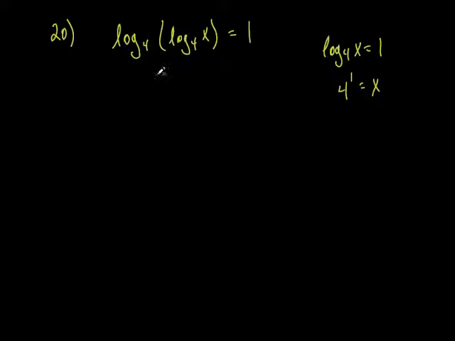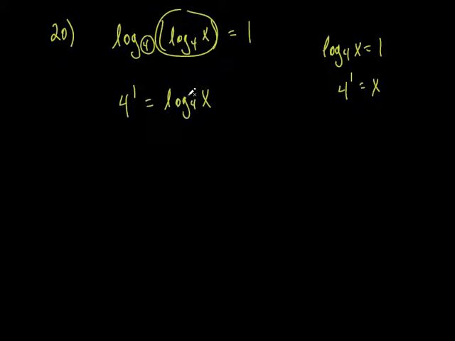But it's not that. It would be 4 to the first equals not just x, but this whole thing, log base 4 of x. Does that make sense? So I just changed it to exponential form. I went 4 to the first equals this number right here. All right? And now we could do this again.